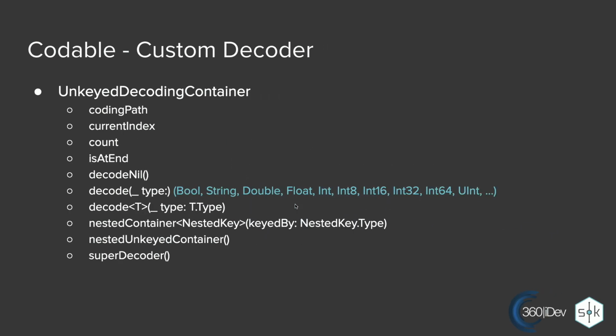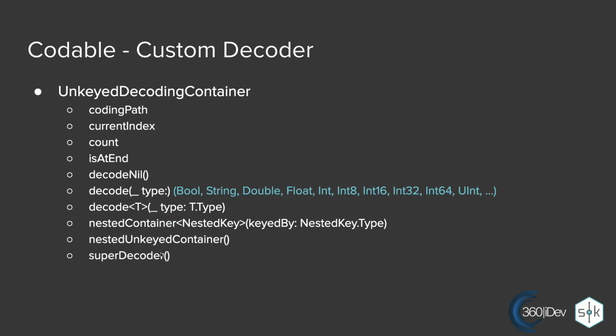So looking at an unkeyed decoding container, we've got a few new properties up here that are all involved with managing collections. We want to know what is our current index, what's the count, how many things does it have, and is it at the end. So we just want to decode objects off of it until it tells us there aren't any more. We've got the same decode methods, nil, all the other different types, the generic type, and then we've got a few new ones down here as well.